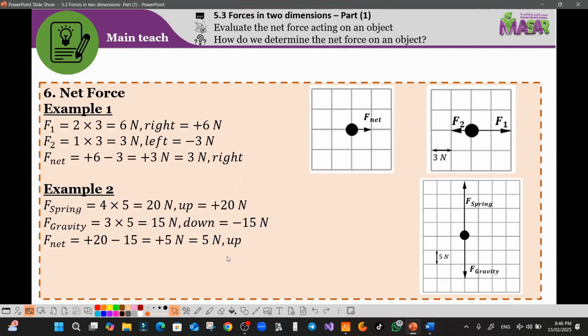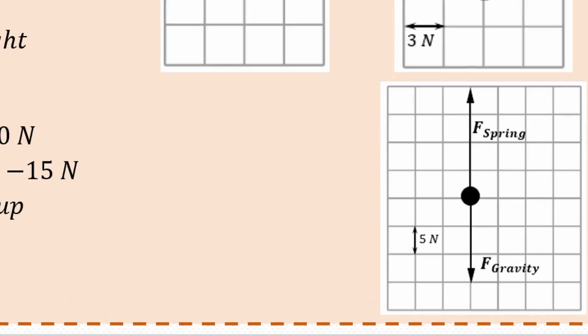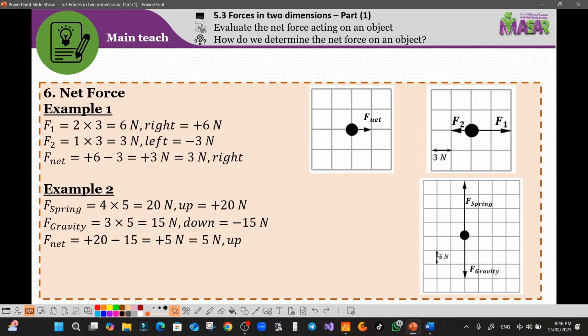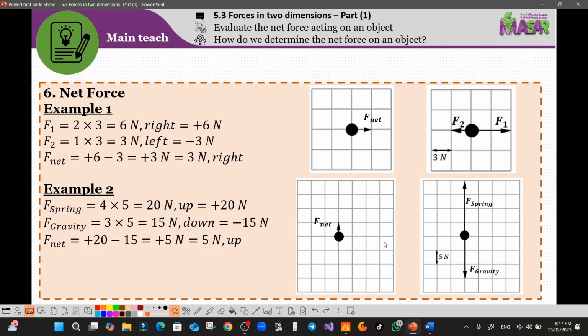Now, if we're gonna draw the 5 Newton up, we will draw it using the same scale, and the scale says that for each vertical grid, we have 5 Newton, and since the magnitude of this force is 5 Newton, all I need is one grid to represent it.